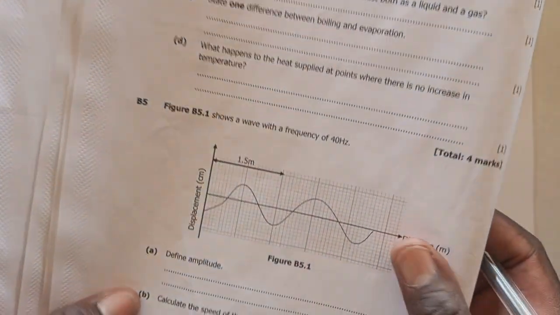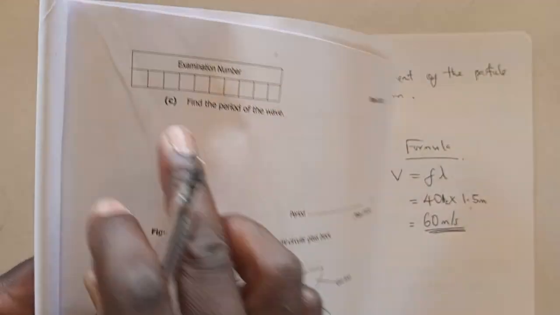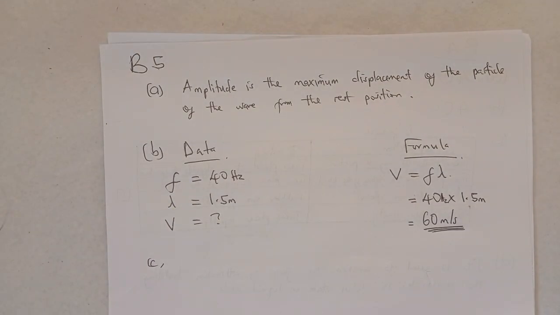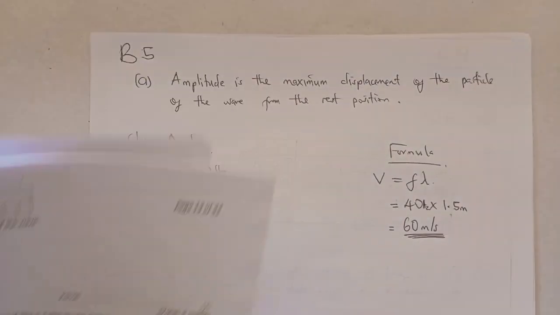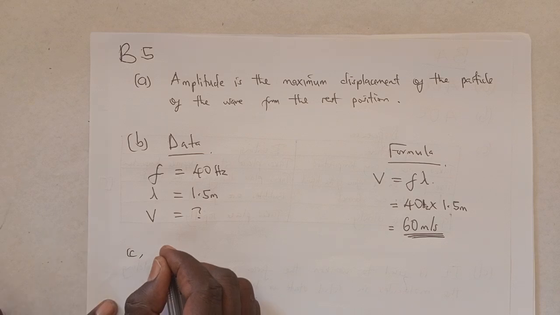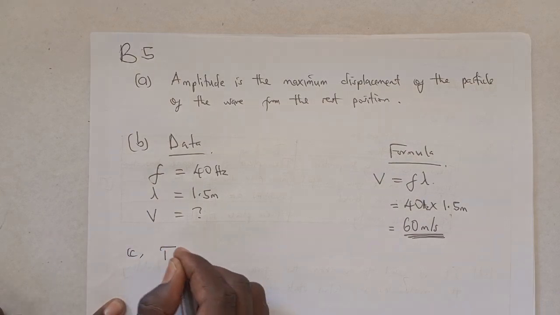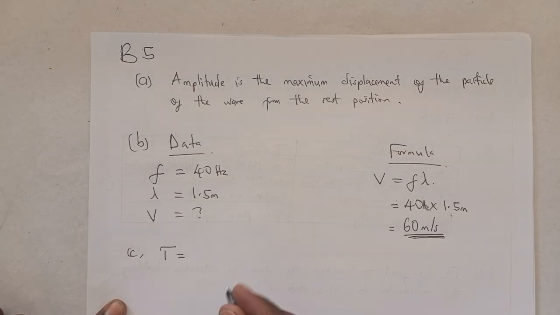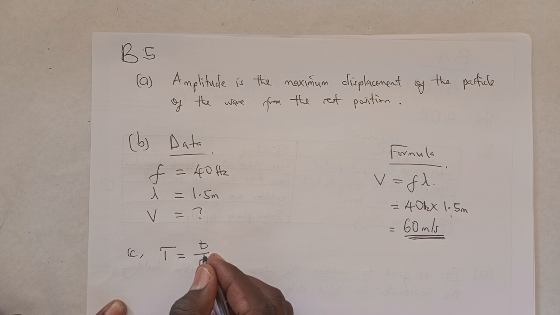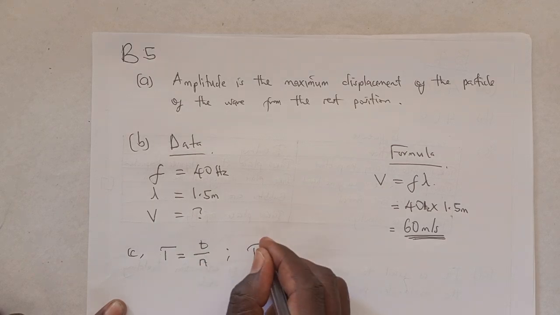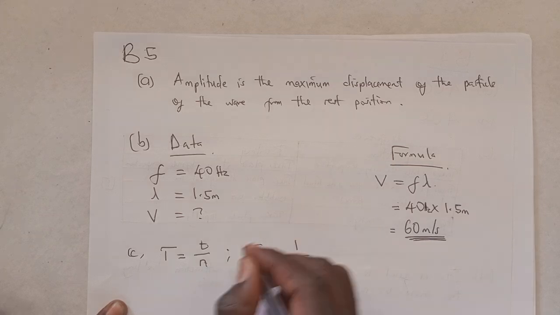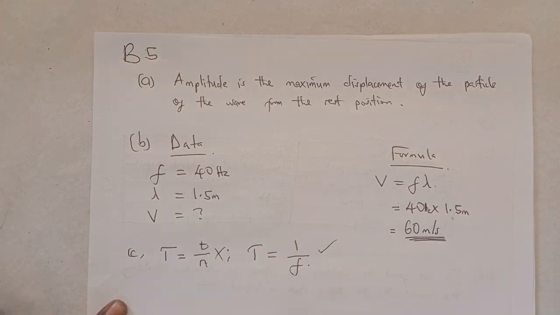We move on to question C. Find the period of the wave. The period of the wave is the time taken for one complete wave, but we don't have the time. The other formula could be period is equal to 1 over frequency. Do we have frequency? Yes. So this one we can't use, we can only use this one.